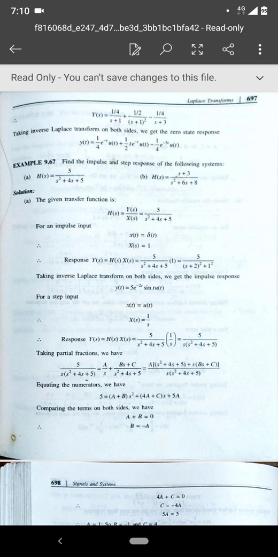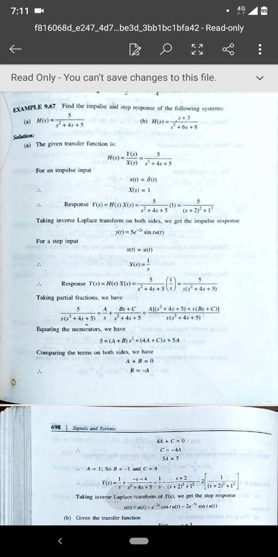For impulse response, the only thing is that x of t is equal to delta of t. After substituting that, you have to find Y of s, and taking the inverse Laplace transform, you can find y of t. Likewise, for step response the same things apply. Here I have given around 10 problems. Solve them yourselves; these are straight away 10 mark questions.